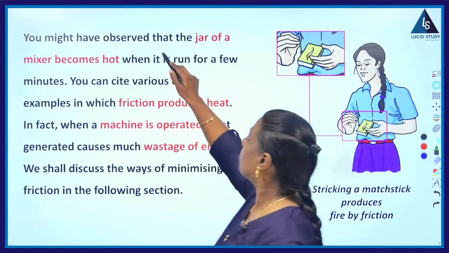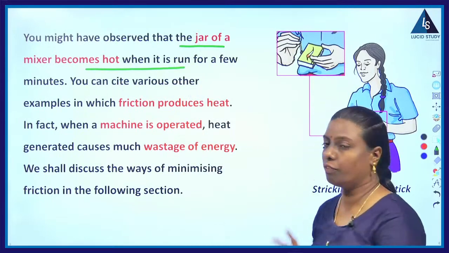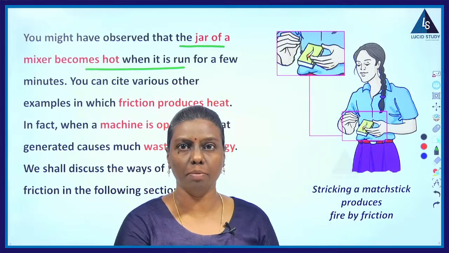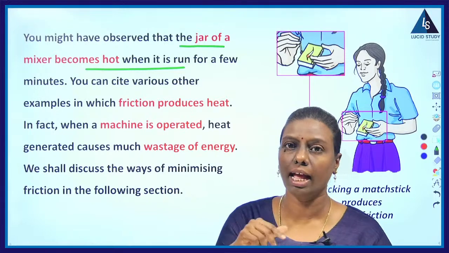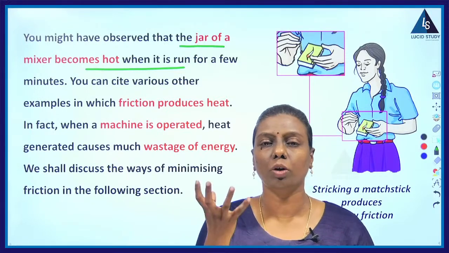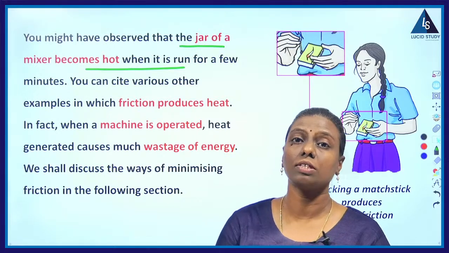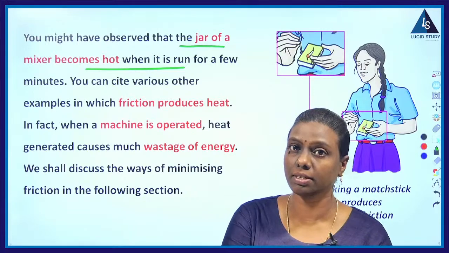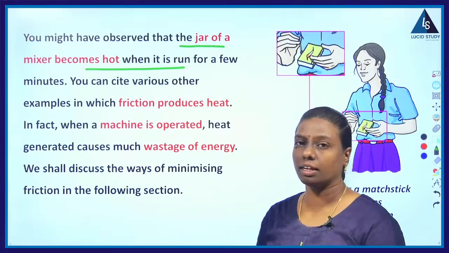You might have observed that the jar of a mixer becomes hot when it is run for a few minutes. When your mother puts the mixer jar to run for a certain time, what will happen? That is going to produce some heat. So why does it produce heat? Because of the friction present between the jar and the mixer. So that is going to produce heat by continuously rotating it.